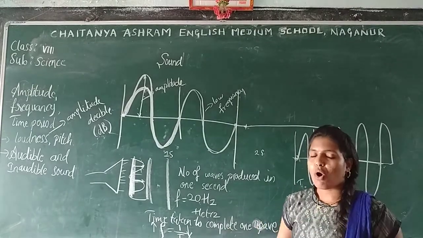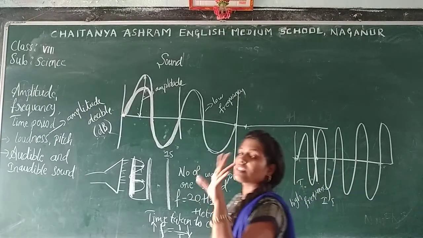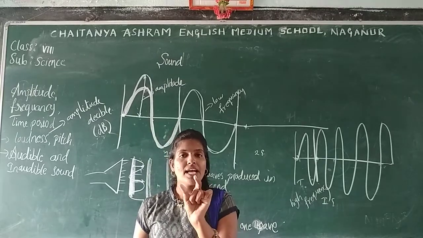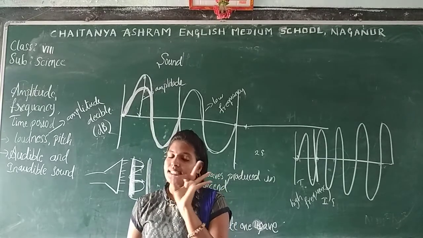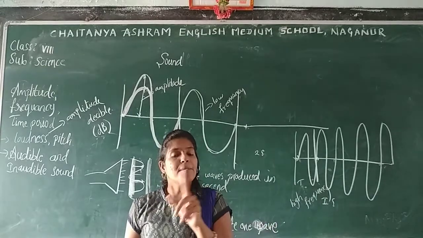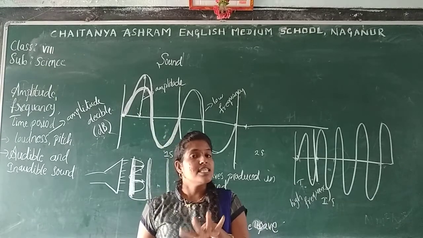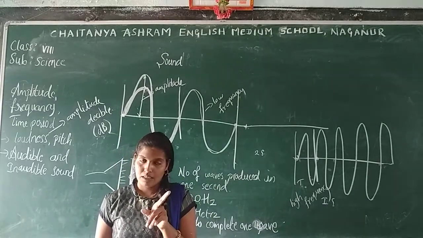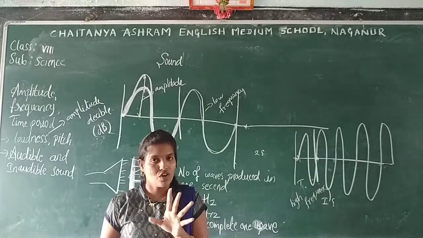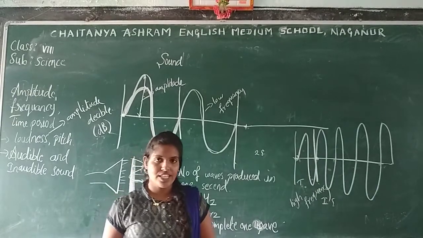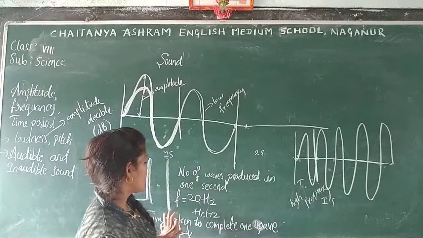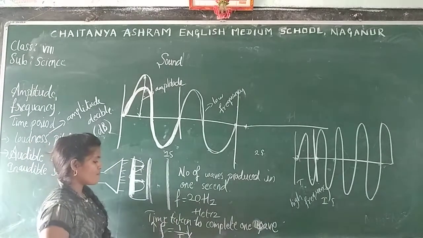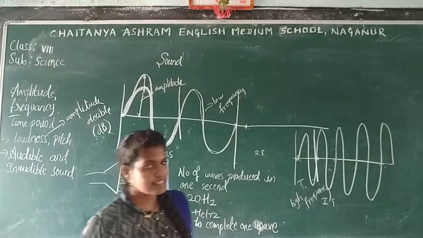So just remember this one. The time period means the time taken to make one complete cycle. Frequency is nothing but the number of cycles produced per second. Okay dear students, we just take these two definitions only. The SI unit of time period is second.